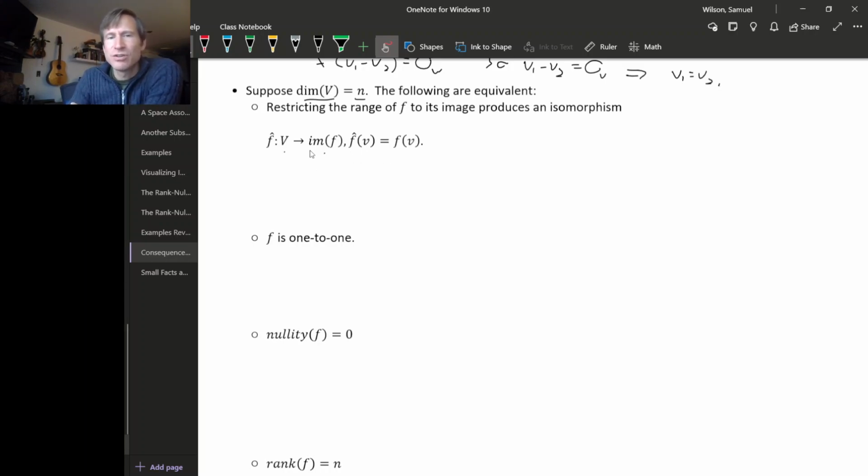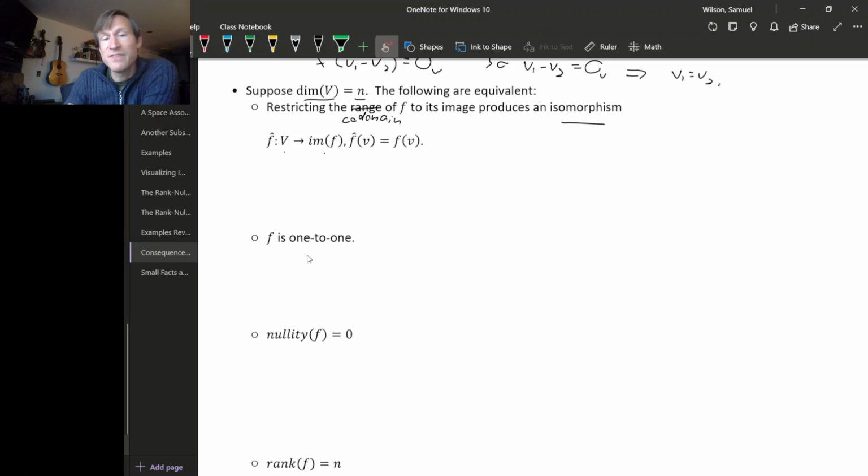We're just reducing the codomain. I should say codomain here. We're reducing the codomain, throwing away anything in the codomain that isn't actually taken on as a value. This restriction is an isomorphism if and only if f is 1 to 1.